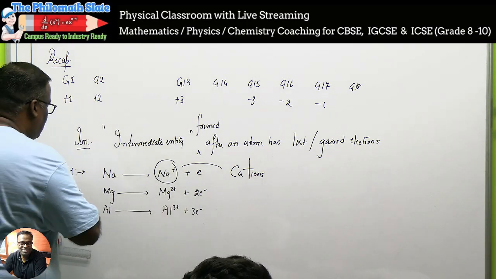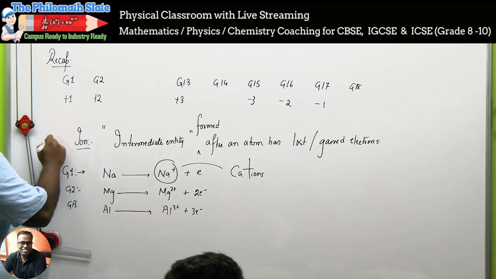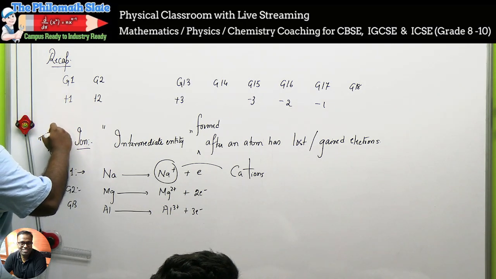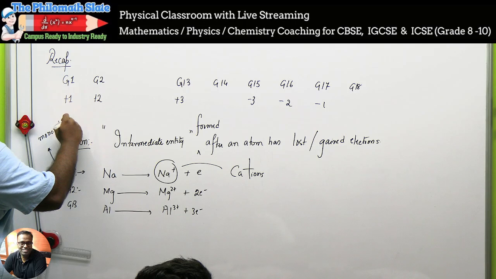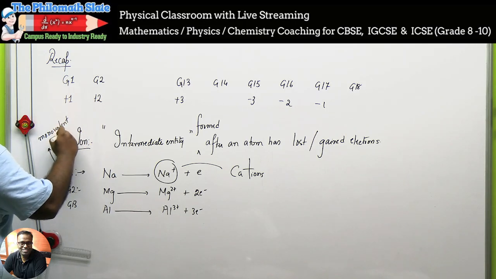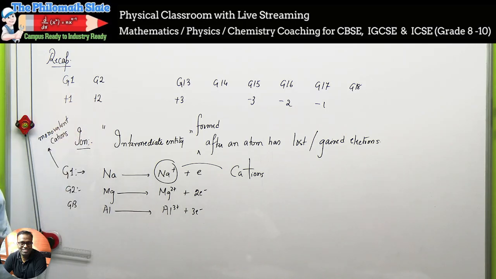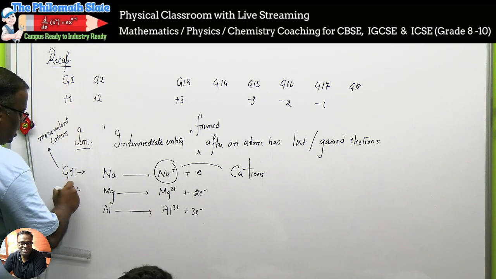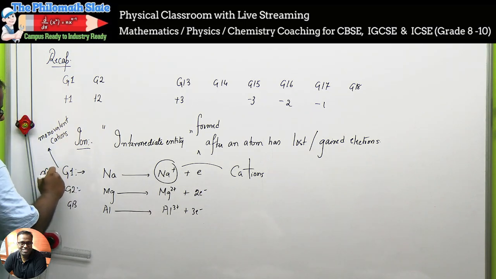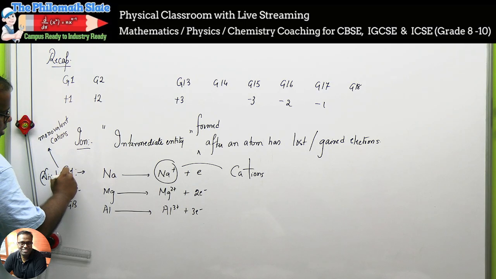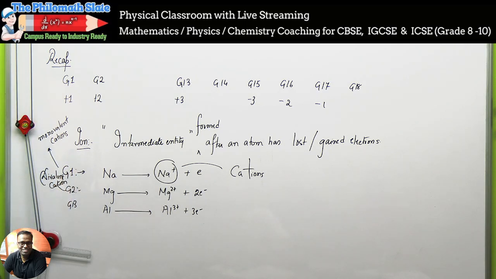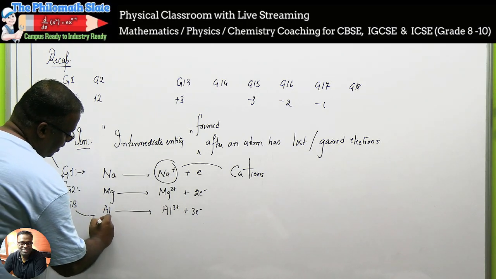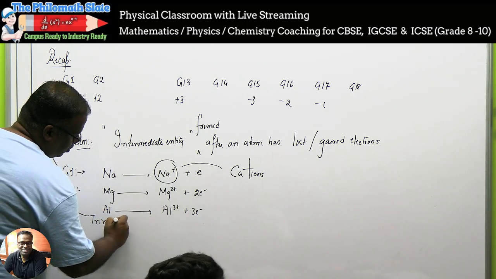So group 1 will give me monovalent cations. Mono means 1. Group 2 will give me divalent cations. Is it clear now? And group 13 will give me trivalent cations.